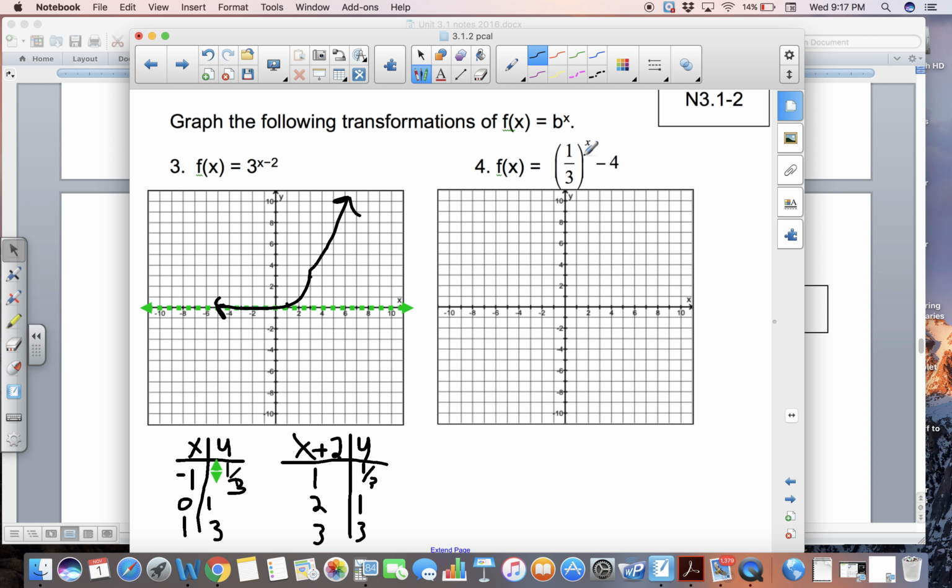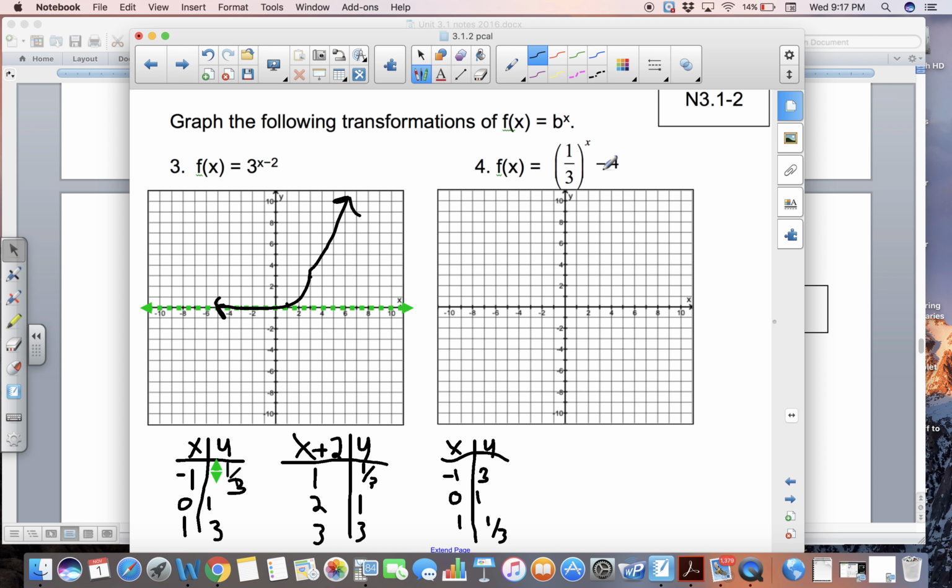All right, so for this one here, the parent function is 1/3 to the x. We graphed that earlier. Again, 3 points I would like to see, and an asymptote. So now 1/3 to the x. I'm going to do the parent function at -1, 0, 1. 1/3 to the 1 is 1/3. 1/3 to the 0 is 1. 1/3 to the -1 is 3.